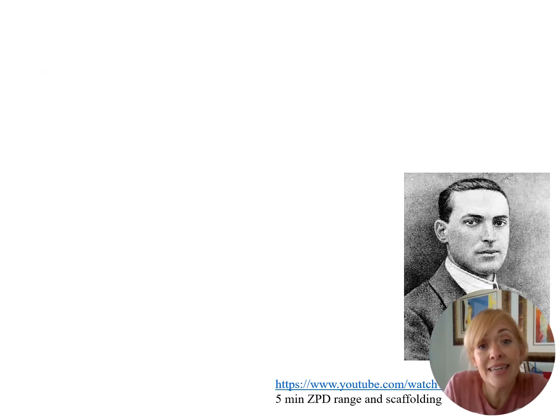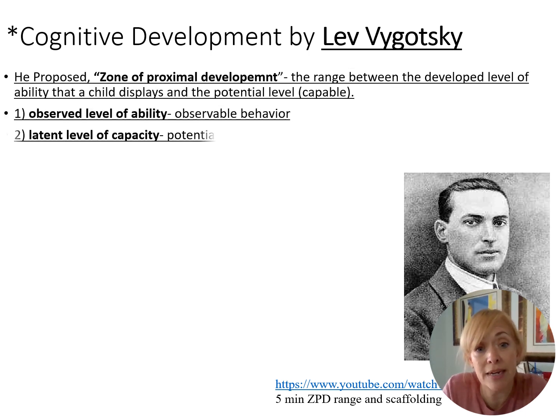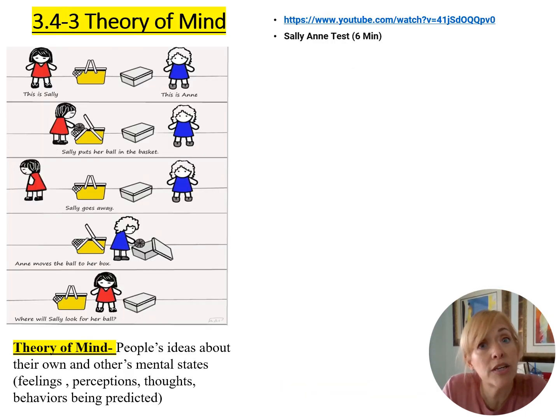Lev Vygotsky did the zone of proximal development, or ZPD range. And I have a really cute video that shows you a little bit about that. Now, one of my favorite experiments is the theory of mind Sally Ann test. And this is to try to see if kids can put themselves in the mental state of another person. And that's called theory of mind. And this is the Sally Ann test. And you can see the test right above. If you go to that YouTube link, it's there.